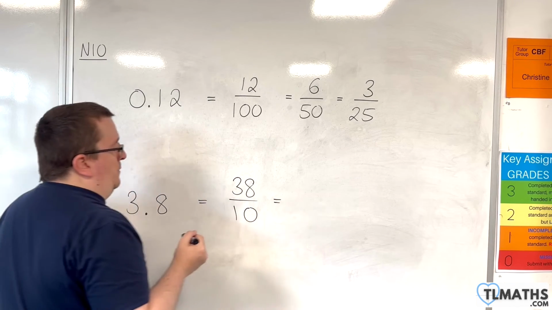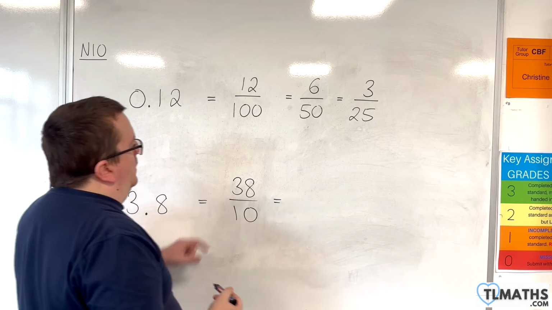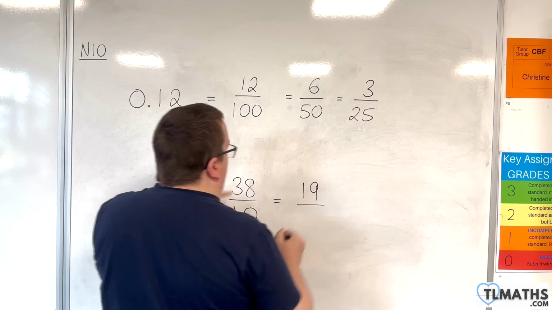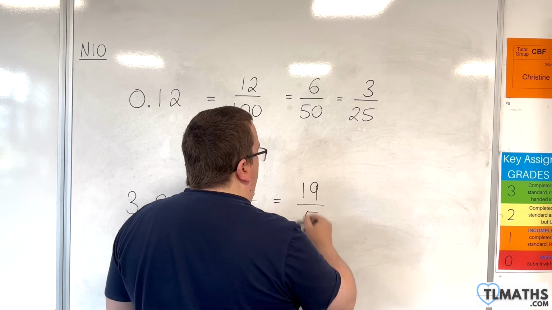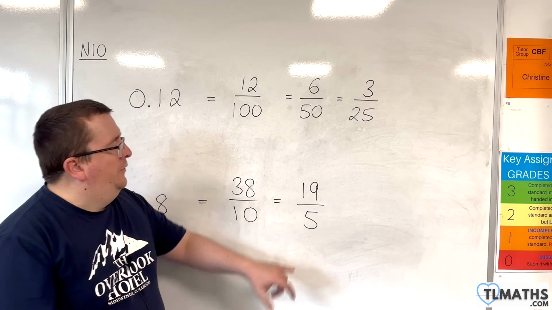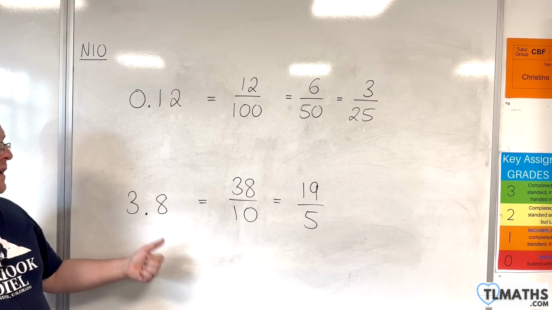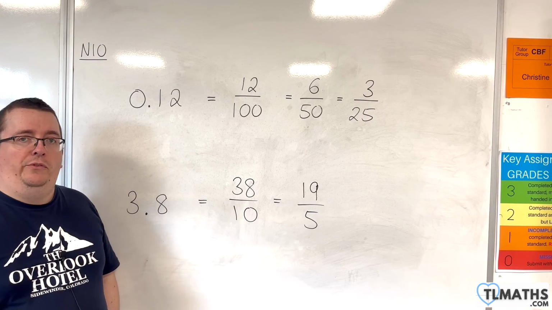Okay, so both of these are even, so we can simplify it down. So 38 divided by 2 is 19, and 10 divided by 2 is 5. And now they are co-prime, so we cannot cancel that any further. So this is 19 fifths. 3.8 is 19 fifths. And in the next video, we're going to go through some more examples of doing this.